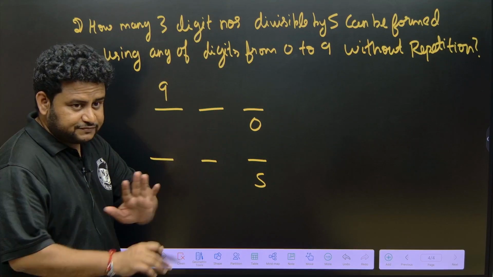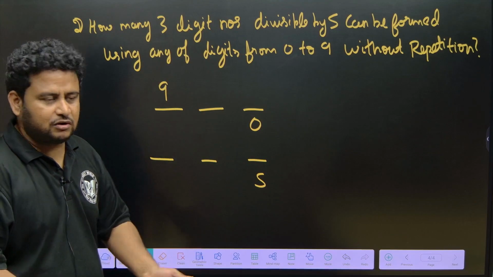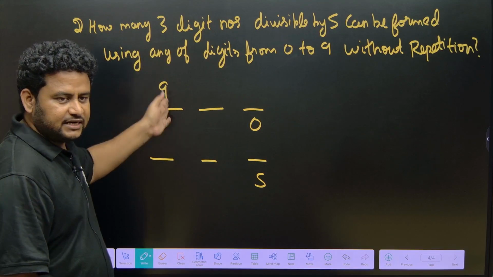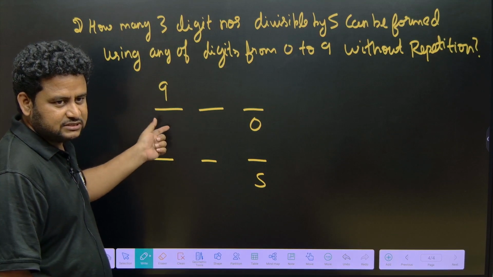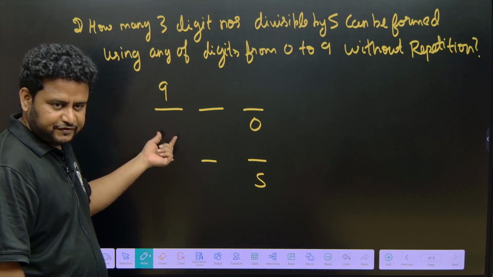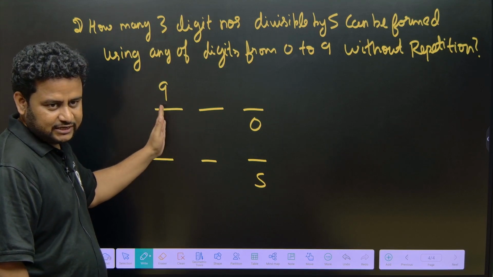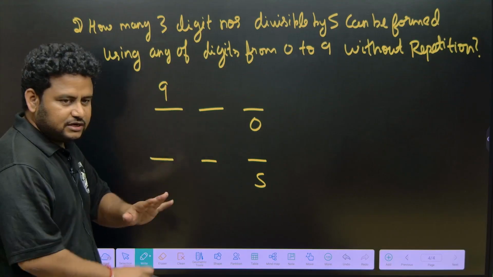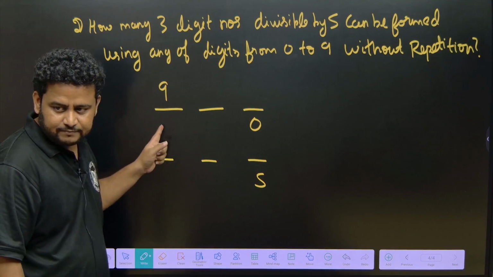Because we should not repeat. If repetition was allowed, I would have written all 10 here. But I can't write 10 here, because 0 cannot come here. Even if repetition is allowed, I cannot write 10. I should write 9 only here because 0 cannot come here. We are talking about without repetition. Understood why 9? 0 is already gone.